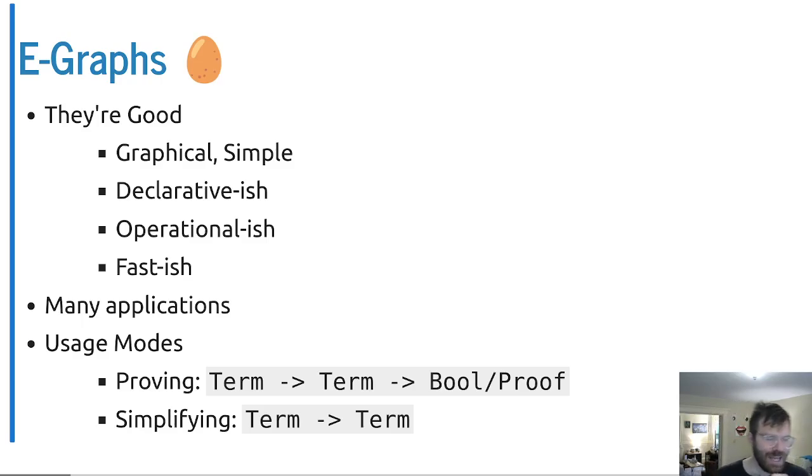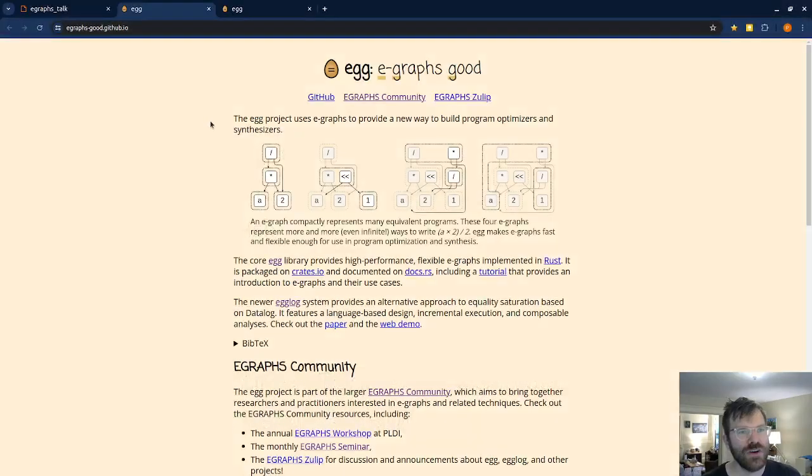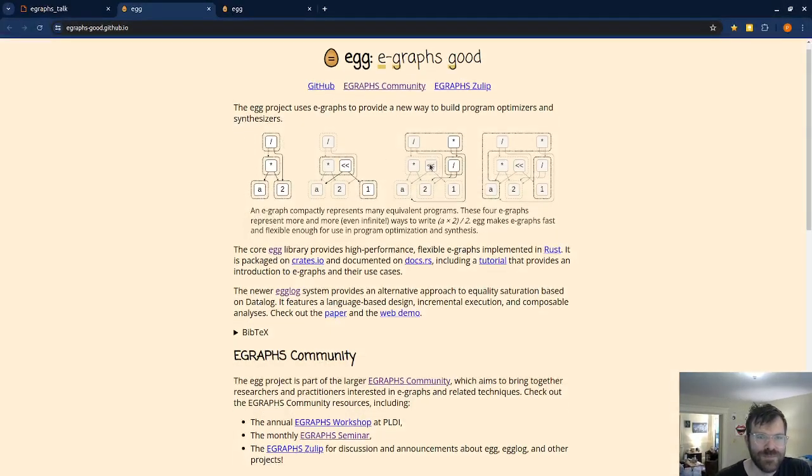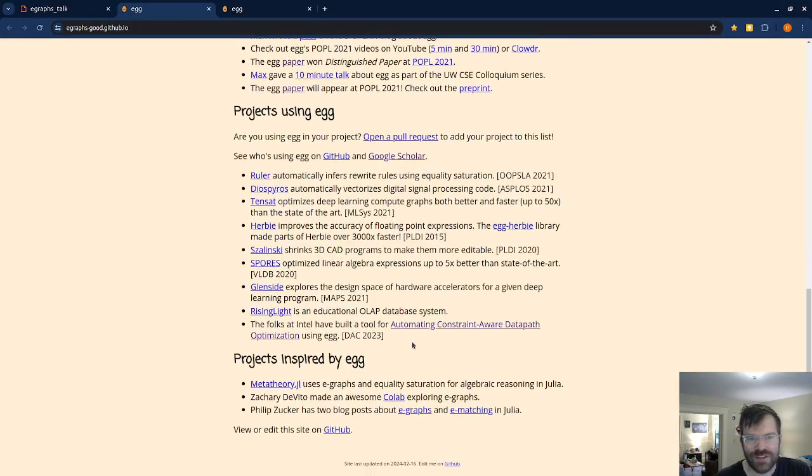And there's many, many applications of eGraphs in compilers in particular. So we can go over here to the egg website. And you can see a list of some interesting applications here: linear algebra, hardware accelerators, database engines, CAD programs. And I'll also note this link to Google Scholar of a back reference search from the egg paper can get you more modern applications. This list isn't kept fully updated.